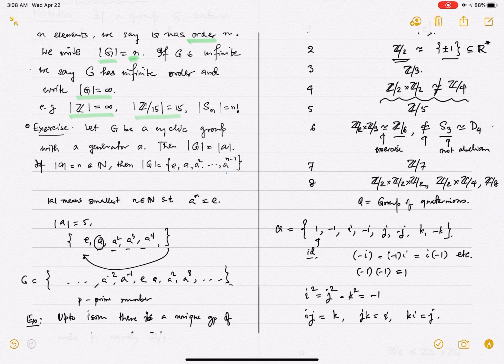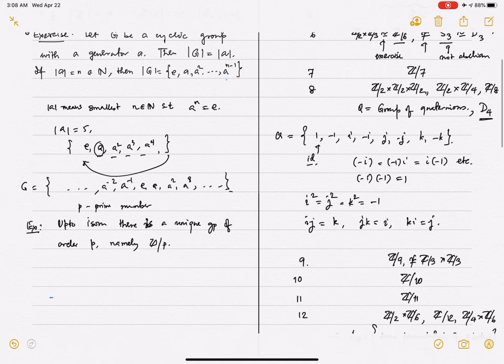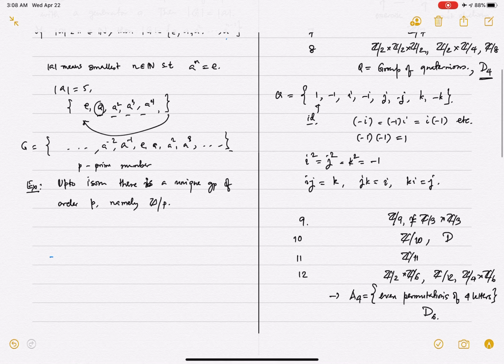That was okay. But here you have another one, D4, which is different from all of these, the symmetries of the square. Couldn't forget, this is the group that we started with. So here we also have D5, symmetries of the pentagon. And these are non-isomorphic because, well, this one is non-abelian, this one is abelian.